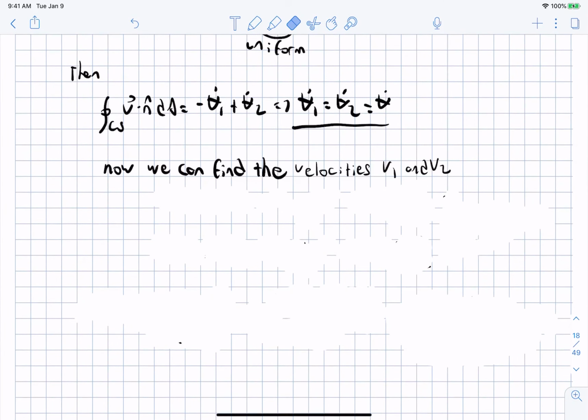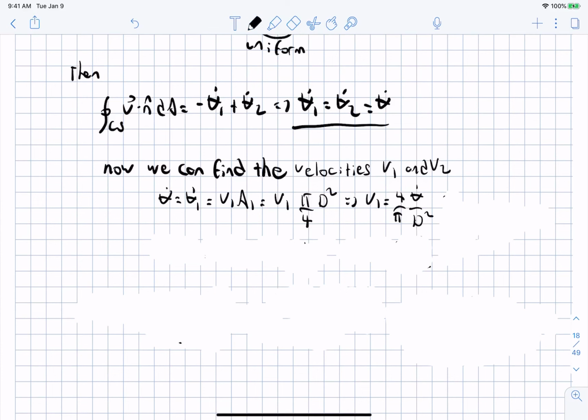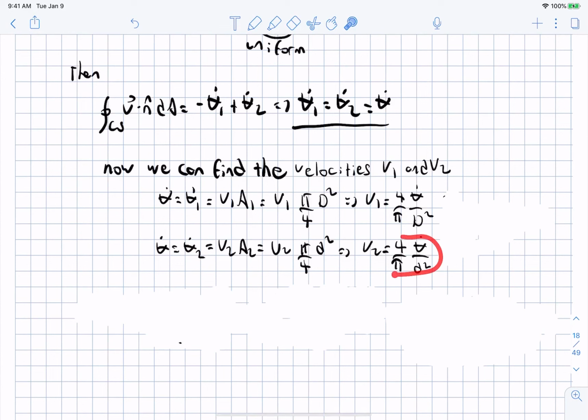Okay, so now we can use this result from conservation of mass to find the velocities v1 and v2. We know that V dot is equal to V dot 1. That's equal to v1 A1, and we know the diameter, so we know that A1 is pi over 4 capital D squared. We can solve for v1, and that implies that v1 is equal to 4 times the volumetric flow rate over pi D squared. Okay, and we do the same thing for v2, and here we wind up with the exact same thing, and we just note that it is small d rather than capital D because that's the diameter of the smaller portion. Okay, and so that's how we do that.